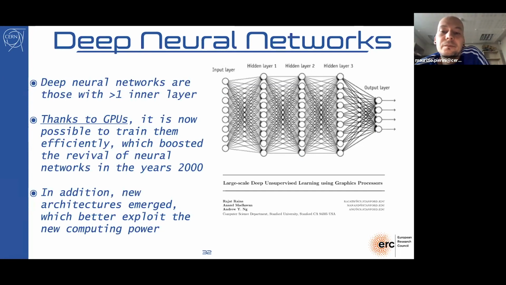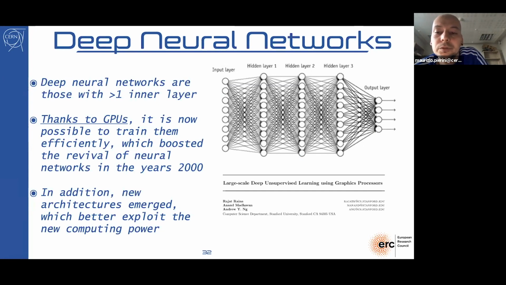Now, these algorithms, there is nothing conceptual. Okay, now there is more conceptual progress, but at the very beginning, there was nothing conceptually different between this network and the shallow ones. Now, of course, the problem was computational.